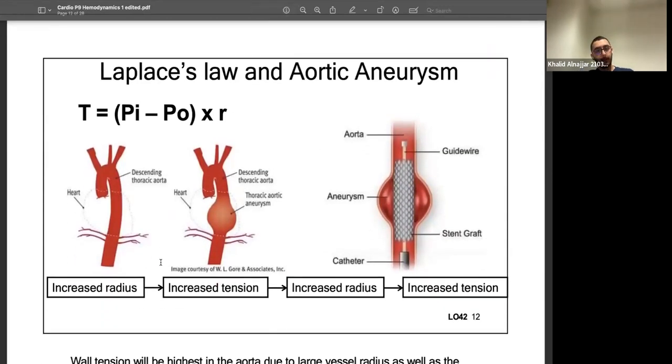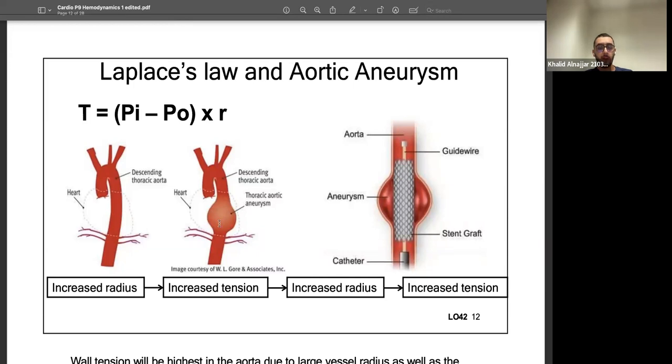If you understood Laplace's law, the example of aortic aneurysm should be easy. Let me explain what an aneurysm is, and then you should apply Laplace's law on it. An aneurysm is simply dilation of the aorta. This is the normal thoracic aorta: ascending, transverse, descending, and then the abdominal aorta down there. In an aortic aneurysm situation, you have dilation of a part of the aorta. So in this case, it's a thoracic aortic aneurysm.